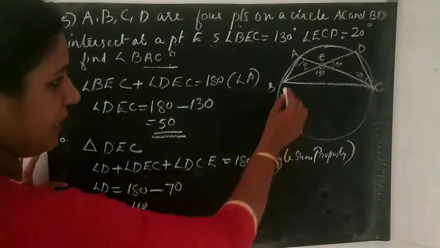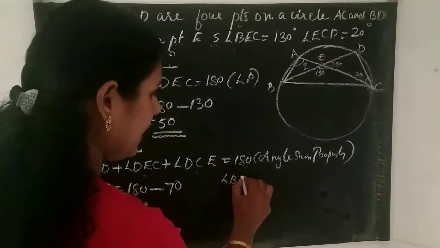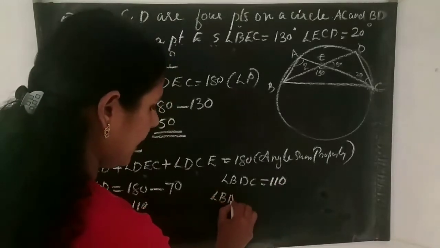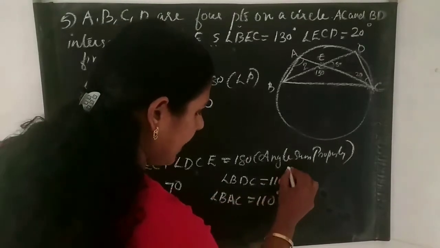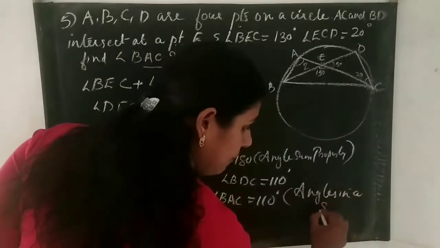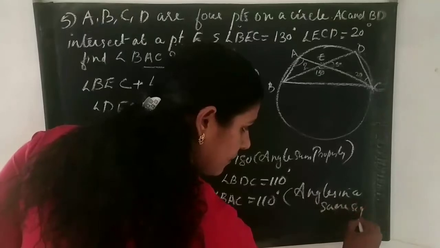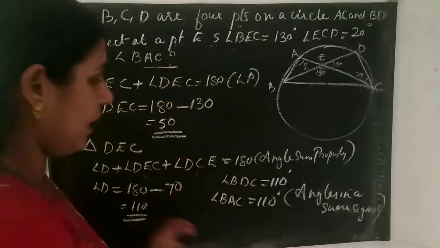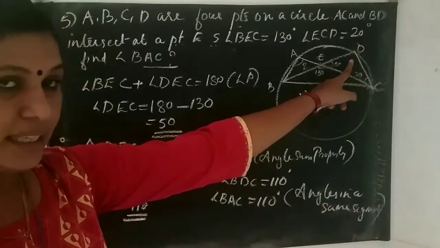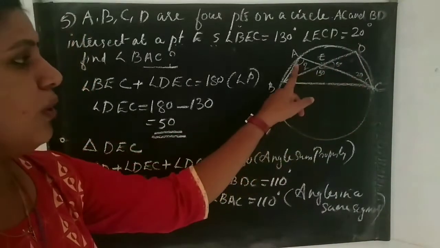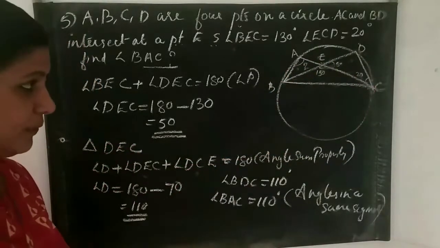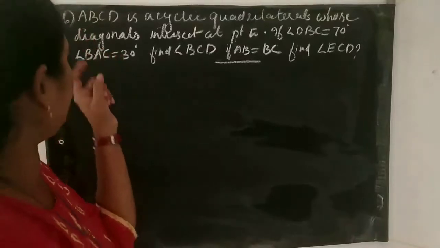Okay, that is 110, which means angle BDC equals 110. That's why angle BAC equals 110 degrees because of angles in the same segment. Okay, understood?